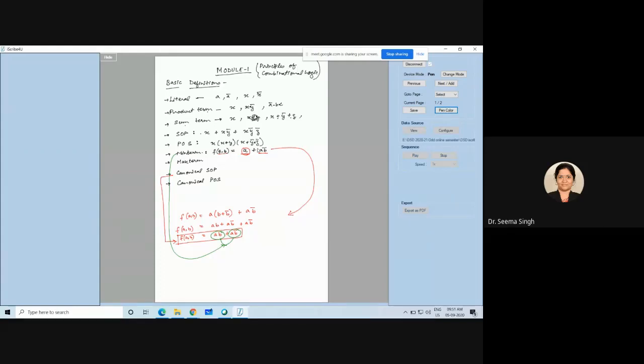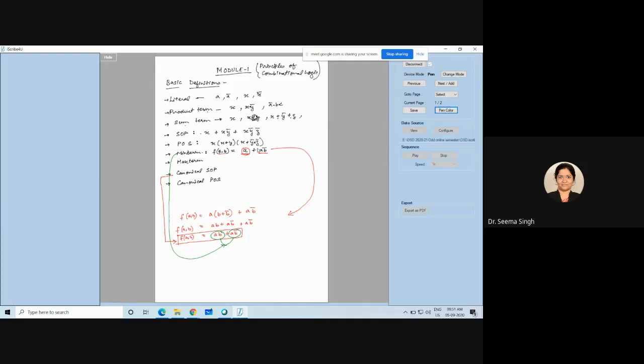Canonical SOP. Minterm was what? Minterm was a product term which contains each of n variable in either complemented or uncomplemented form. That is minterm. Now you write canonical SOP. Write down the definition of canonical SOP.